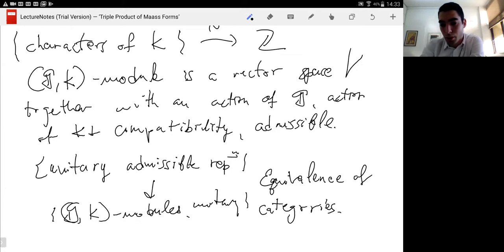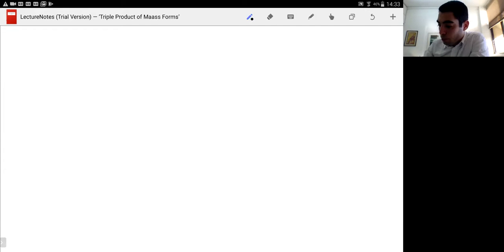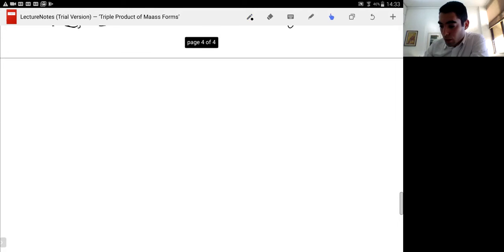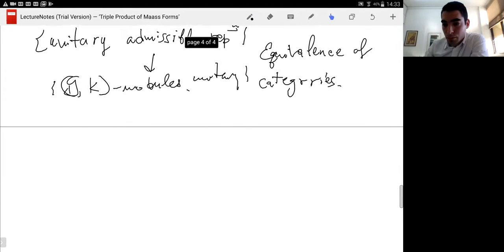Therefore, if we are only interested in unitary representations, could I maybe just ask what are the morphisms on both sides? So can I take it back? On the bottom, I understand, but on the top, I'm not sure.